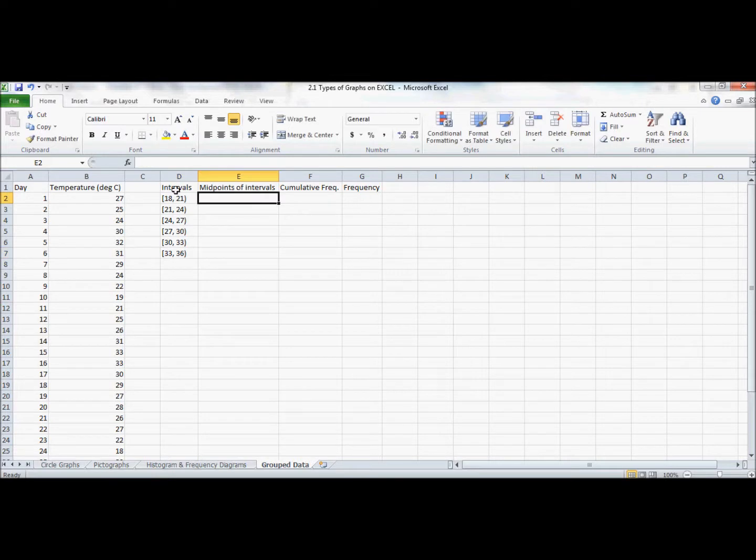Then what we're going to do is list the midpoint of each of these intervals, and that's going to be what we use for our axis labels on our frequency diagram and cumulative frequency diagram. So the midpoint of the first interval would be 19.5, that's halfway in between. Midpoint for the second, 22.5, and we're going to list all of them out.